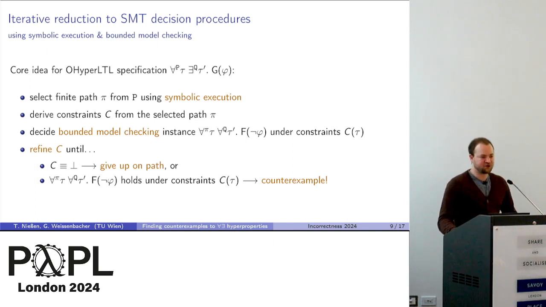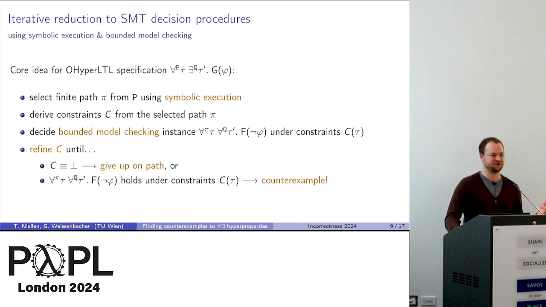But yeah, our approach is simply, for the universally quantified traces, we use symbolic execution to pick paths. Traces would be too specific. Traces would already assign values to variables. We just care about paths at that point. Then we derive some constraints for the SMT solver from the path we have selected, essentially just all the conditions along that path that we get during symbolic execution.